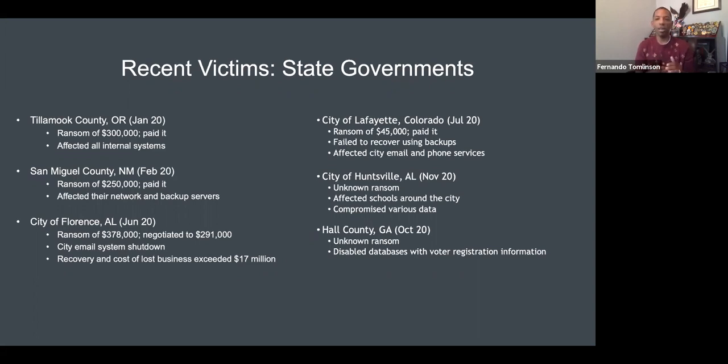Hall County, Georgia, unknown ransom, disabled databases with voter registration information, right? Again, you just got to hit a person or an entity at such a time where it's a no-fail mission, or their bottom dollar and bottom business objective is on the line, right? You're taking advantage of people's misfortunes, and that's what ransomware is all about.